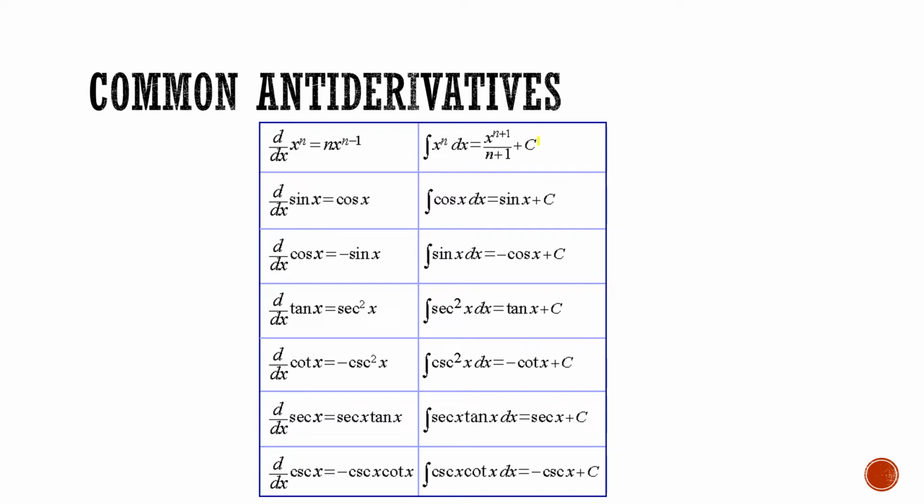Now, all of these have this plus c afterwards, and that plus c is simply saying there could have been a constant that we took the derivative of, and it went to 0. So we're just saying we're holding a place for a possible constant.